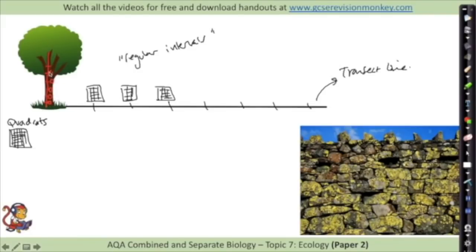In the same way that you can do that on a wall, for example, here you could lay a transect vertically on the wall. And next to the transect at regular intervals, you could either place a small quadrat, or you could simply measure the size of the lichen at that point.